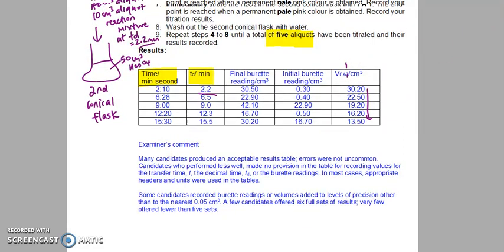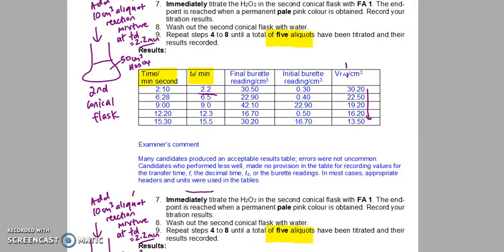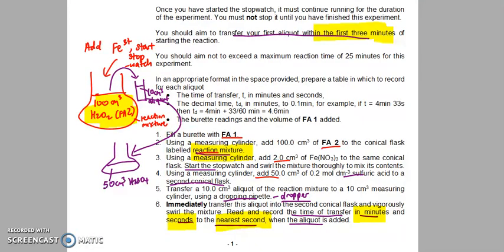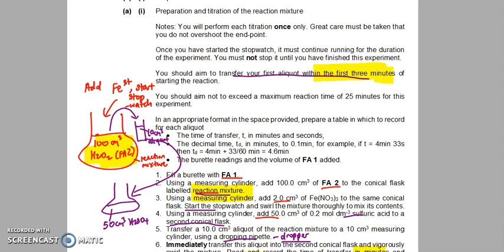I also want to point out something that's important: read whatever question you are given carefully, because at the start, when they told you to prepare and titrate the reaction mixture, you can only carry out once, because it is after all a continuous method where you do the experiment only once. And secondly, you have to transfer your first aliquot, the 10 cm³, within the first 3 minutes of starting the reaction. And you should not spend more than 25 minutes maximum on this experiment.